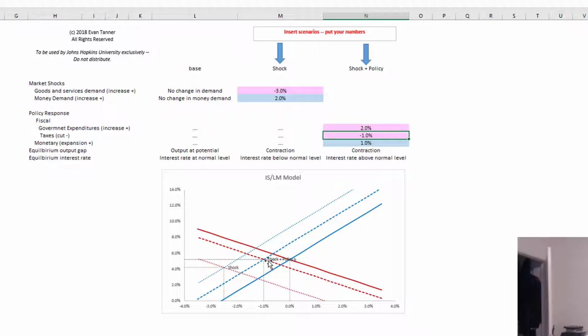So you can see now, as a result of this, the original shock had output below potential, and interest rates below their initial level. But as a result of some of these stabilizing policies, we're still below potential. More people are unemployed than would be desirable, but we have ameliorated the situation. So this is the idea of how to use this tool.